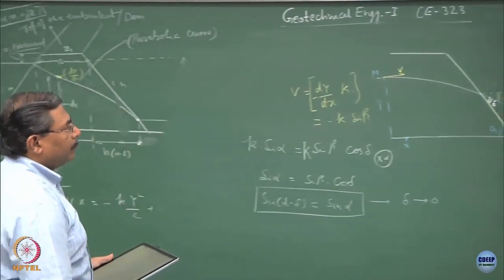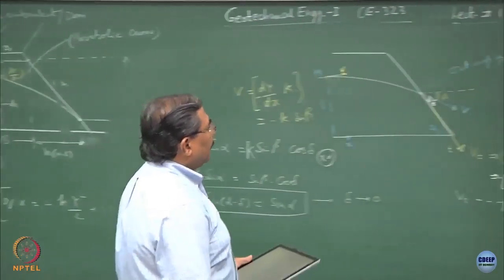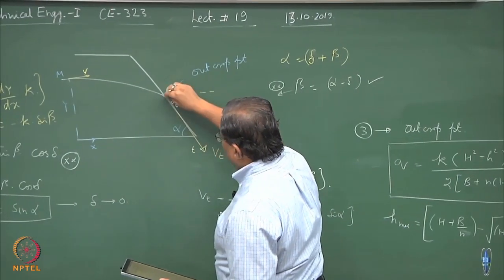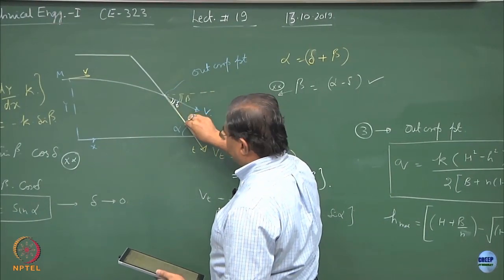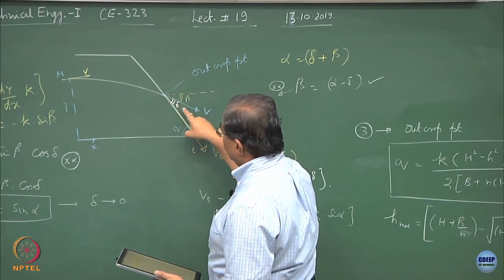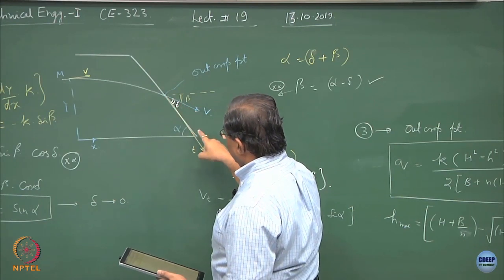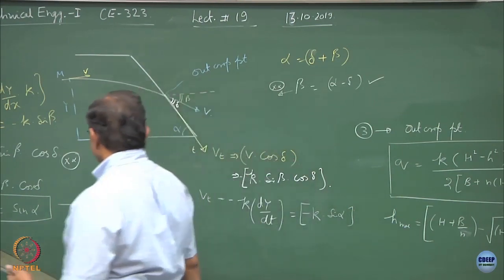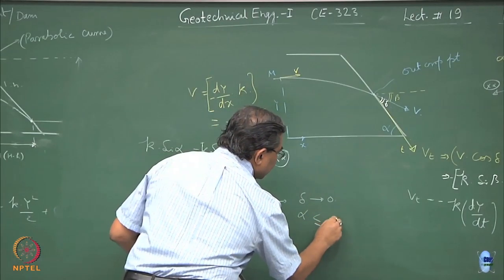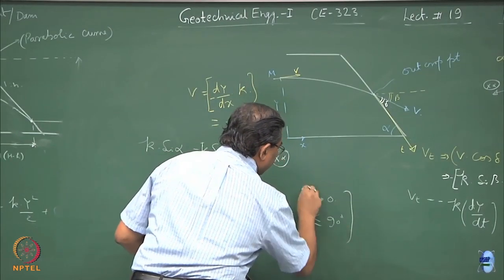Number 1, if delta tends to 0, that means the discharge velocity at the free surface is going to be equal to whatever the V component is. So, this is always parallel to the downstream slope. This solution is valid when we say alpha is less than equal to 90 degree.